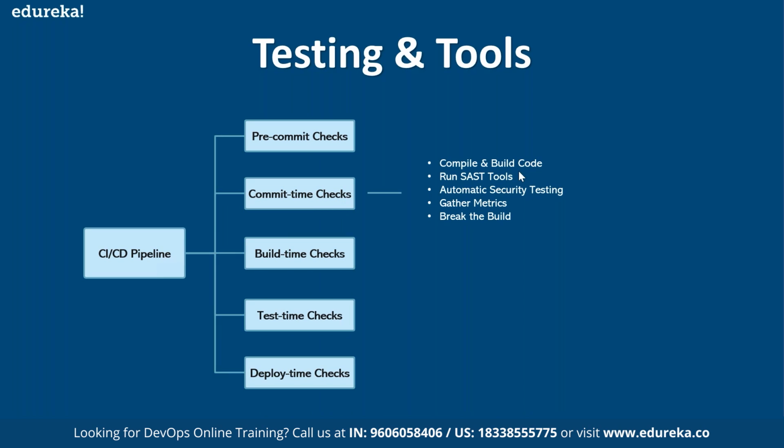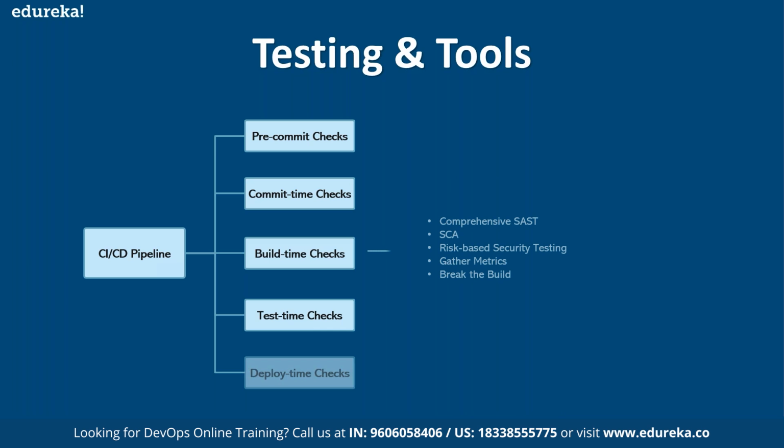Then at commit time, compliance and build code run SAST tools. What is the SAST tool we have discussed? That is Coverity. It tests for vulnerabilities in your source code when it hasn't been deployed to your environment. It will gather metrics on what is good and what is not good about your code. Then your build time checks are there. Here you will have comprehensive tests. SCA is there, which we have just discussed. Risk based security analysis is there. Gather metrics and break the builds.